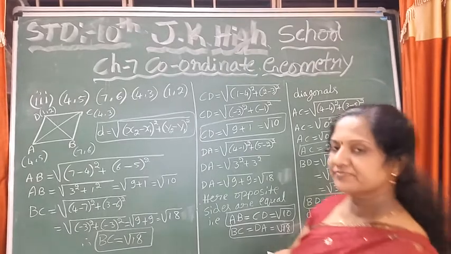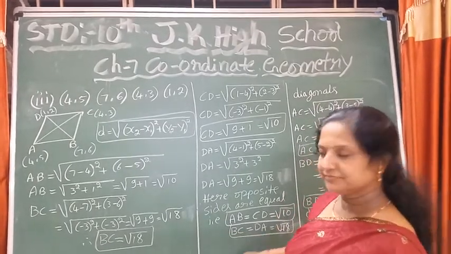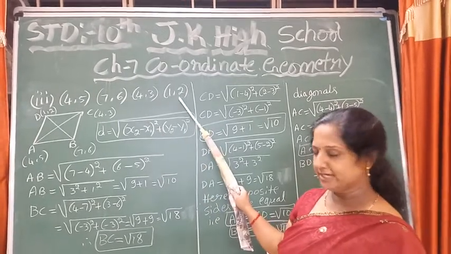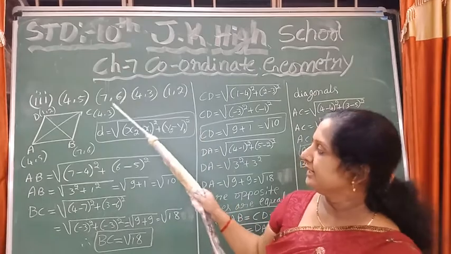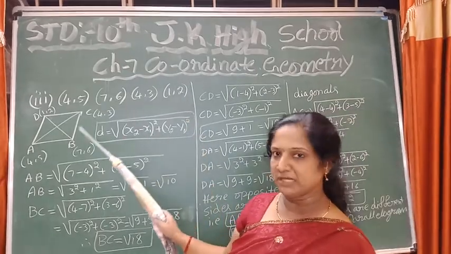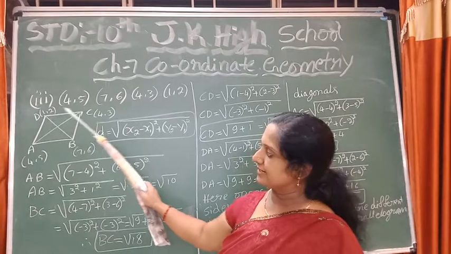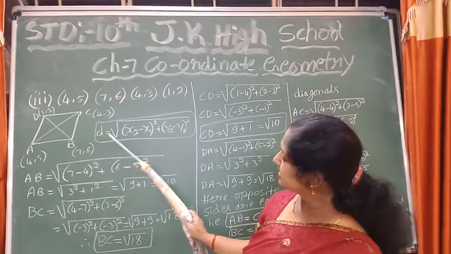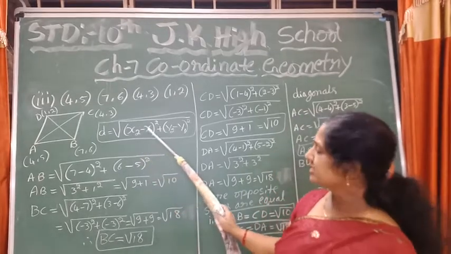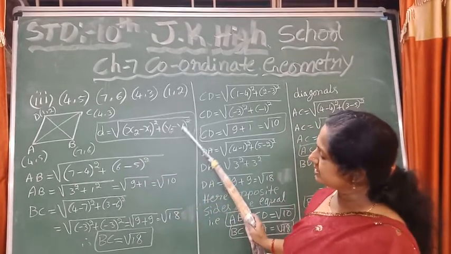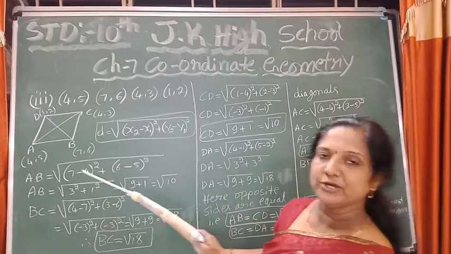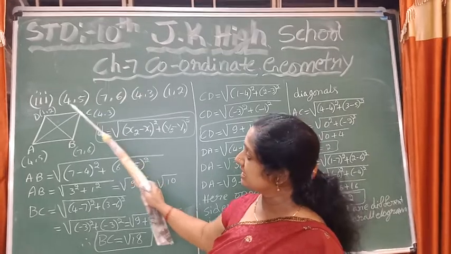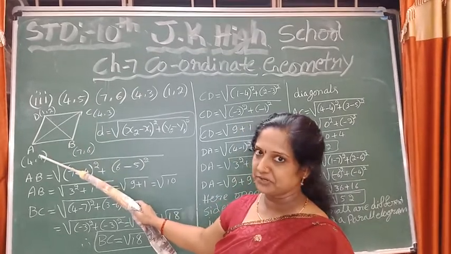Children, in this main third question, they gave 4 coordinates. We'll consider, let these 4 coordinates be the vertices of a quadrilateral ABCD. So by using distance formula, D is equal to square root of (x2 minus x1) whole square plus (y2 minus y1) whole square, I have to find out the distance between AB, BC side distance, CD distance, DA distance.